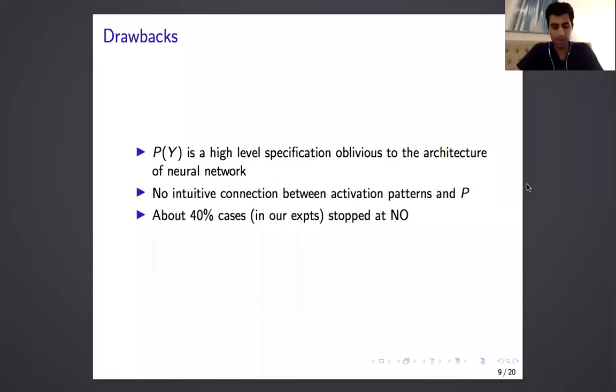We just saw one approach to the problem at hand, which is finding regions in the input space that guarantee a certain property P on the output space. The issue with this approach is that the property P that we're trying to verify is a high-level specification, which concerns itself only with the outputs of the network. In this approach, we're directly trying to relate the architecture of the network in terms of its activation patterns to the property P, and there is no general intuitive connection between the two. And this intuition is backed by our experiments.